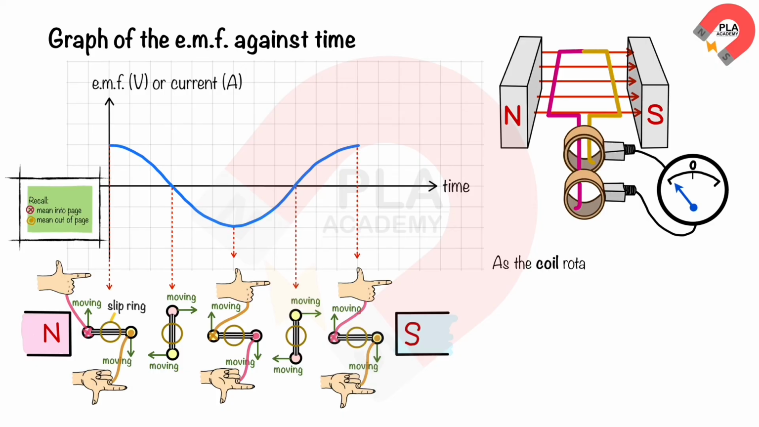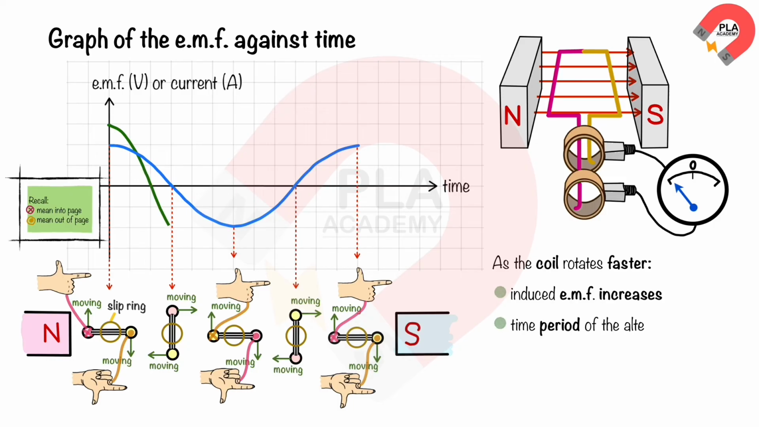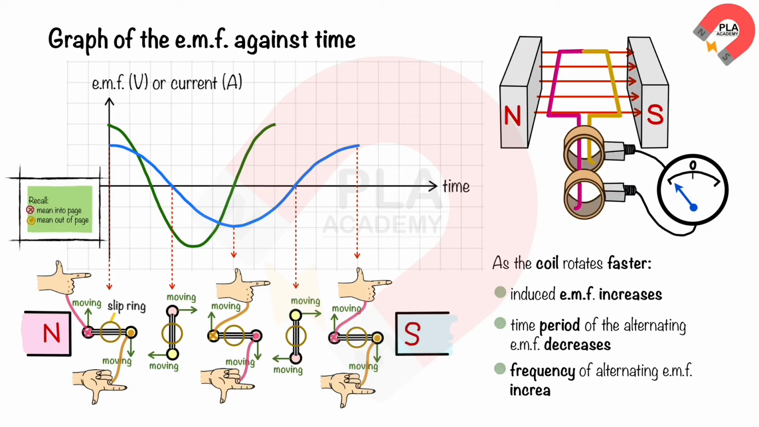As the coil rotates faster, the induced EMF increases, and the time period of the alternating EMF decreases. This leads to an increase in the frequency.